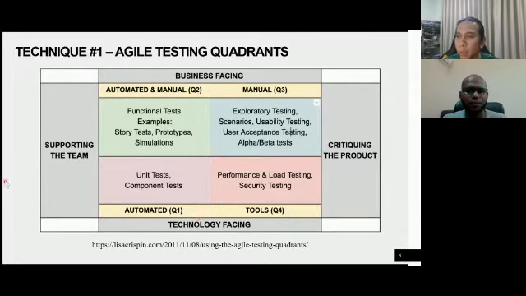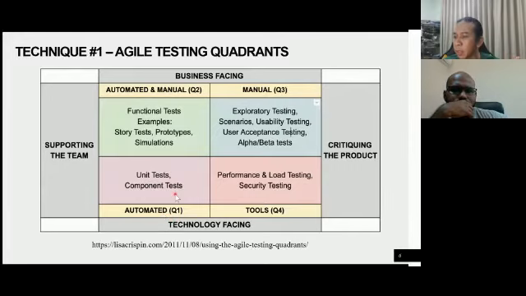Okay, now we have the y-axis. We have two points: whether you are supporting the team in terms of trying to build the software, or you are trying to critique the product, meaning trying to find the flaws and weaknesses in the product. Okay, so once we have that x-axis and y-axis, then you can have quadrants: Q1, Q2, Q3, Q4. The name is just for reference, but generally it's just to shorten the quadrants.